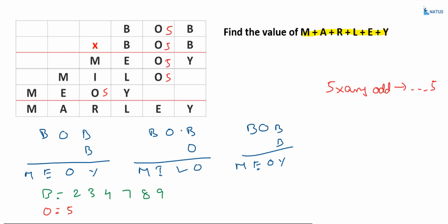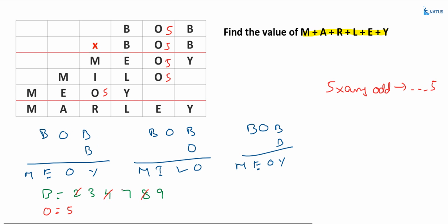So what is the value of B? B must be an odd number. Now you will strike off the even numbers 2, 4 and 8. So what is the value of B? Any one of 3, 7 and 9. Now apply trial and error. The value of B is any one of 3, 7 and 9.